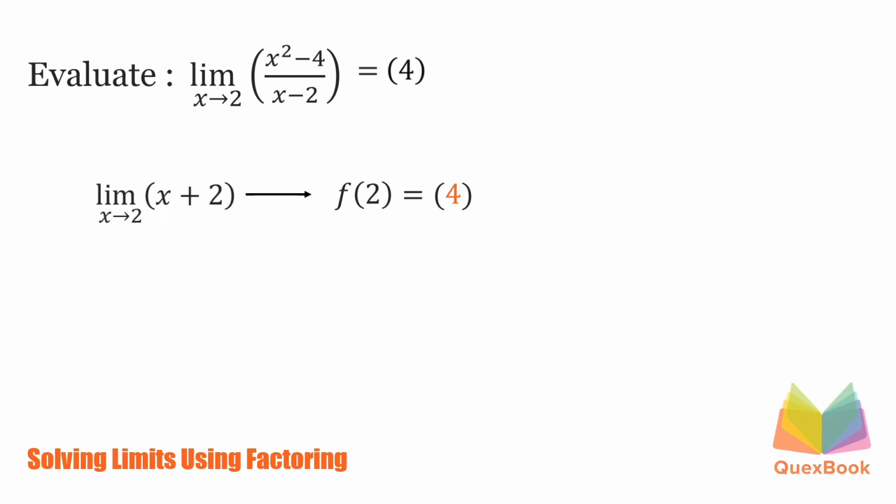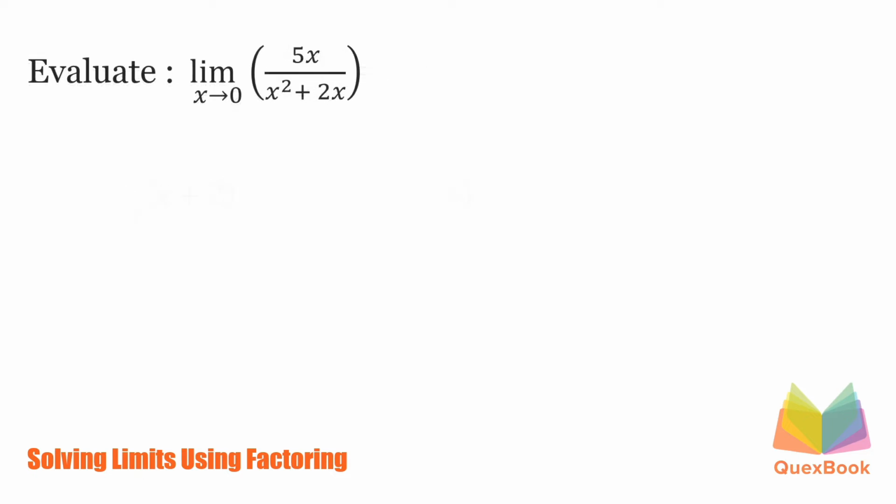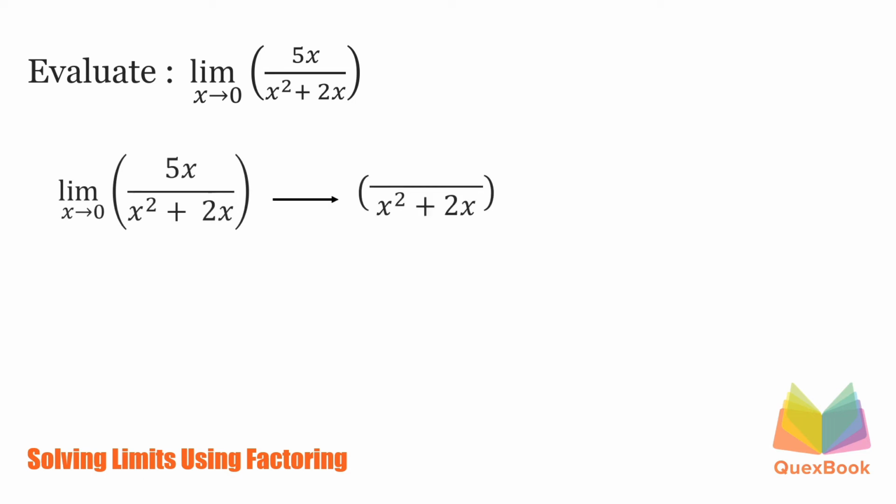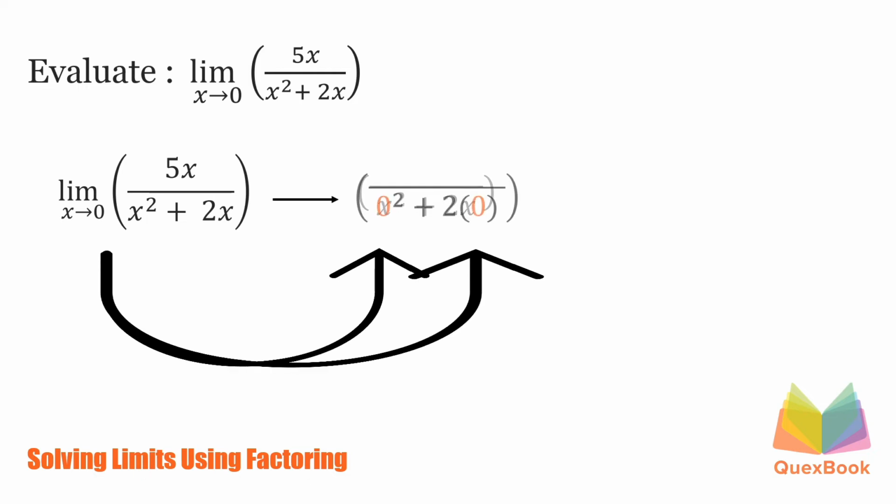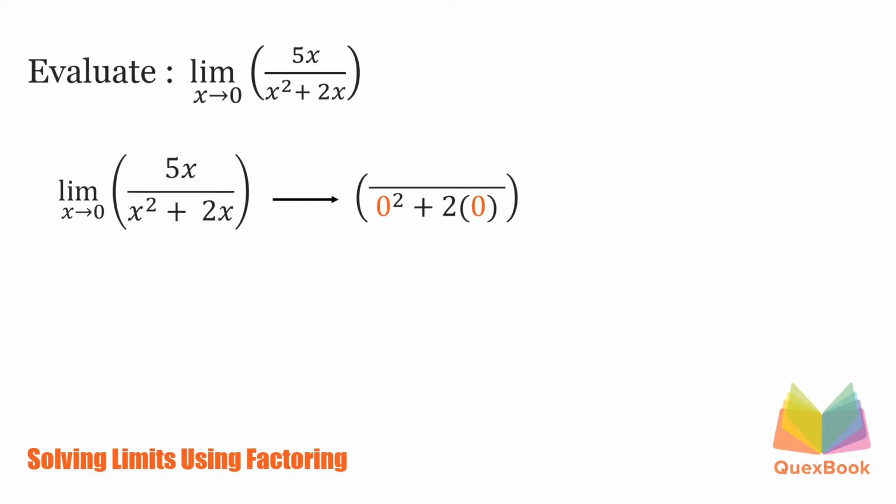Now for our next example, let's try to evaluate the limit of the function 5x over x squared plus 2x as x approaches 0. Using direct substitution, check the denominator again if it will give us a 0. Now let's try to plug in 0. We have 0 squared plus 2 times 0, and 0 squared is 0 while 2 times 0 is 0. Since our denominator is 0, it makes our function undefined. Let's try to evaluate this limit by factoring.